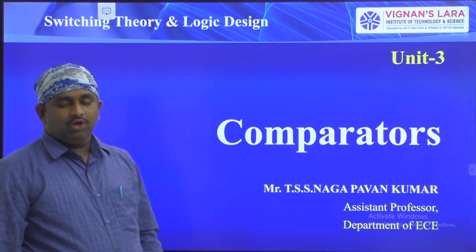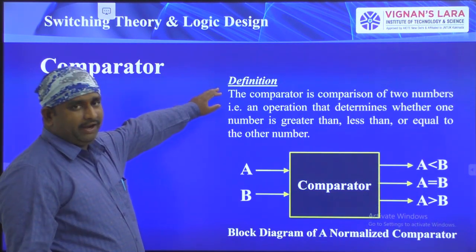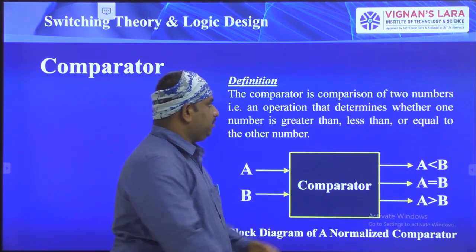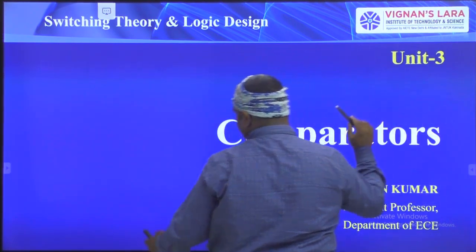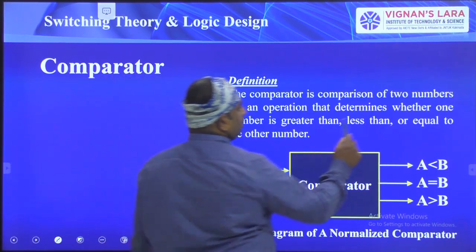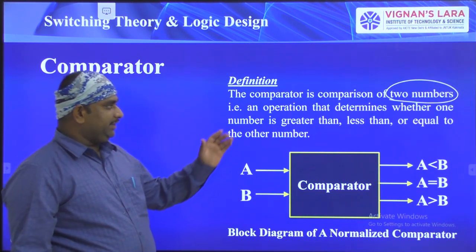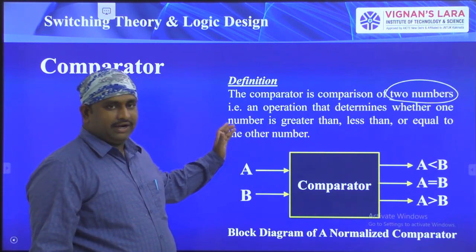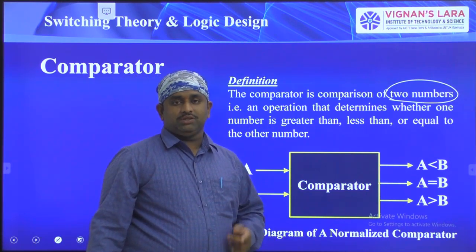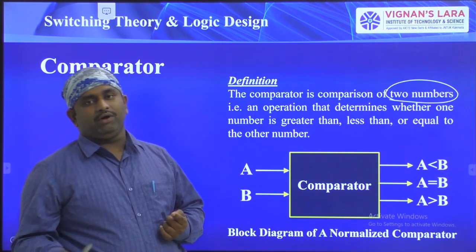Okay. So coming to here, what is meant by a comparator? The comparator definition. See here, the comparator is a comparison of two numbers. This is very important. The comparator compares two numbers, an operation that determines whether one number is greater than, less than, or equal to the other number. So it will compare two numbers. From the first number, it will check whether the other number is a lesser one, a greater one, or an equal one.